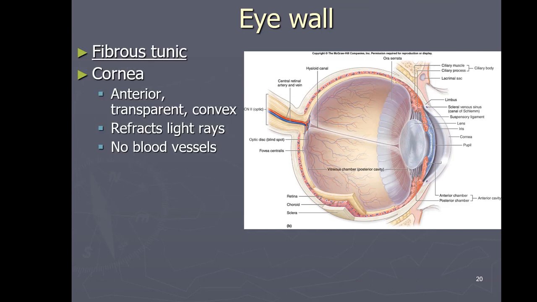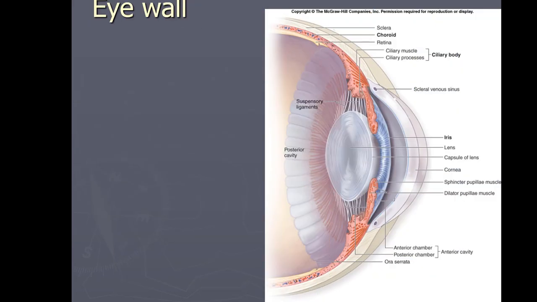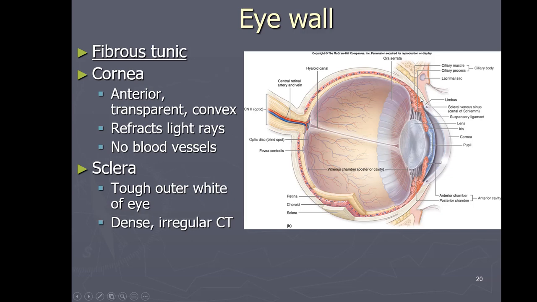So starting with the fibrous tunic, there's two big parts to it. In the front, you have basically what you'd be looking at, the front of your eye, this clear structure. This is called the cornea. It is there to protect things from getting into the deeper parts of the eye, but also it bends the light. Light passes through it and it changes the direction of the light a little bit. So that's the cornea right in front.